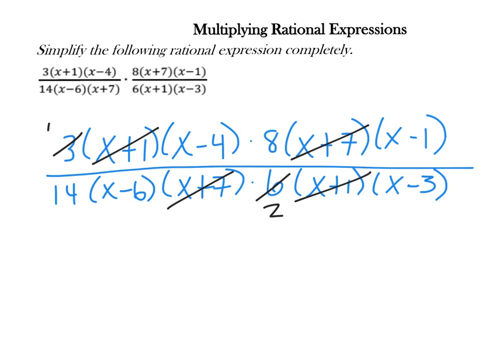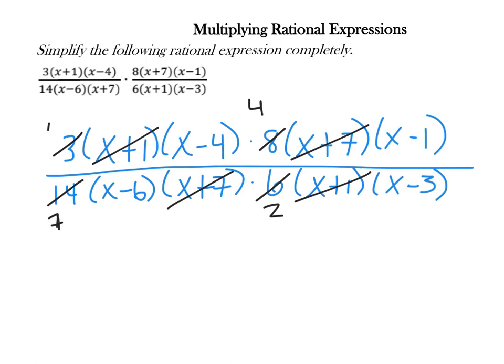I can also simplify, while I'm here, the 8 and the 14. They're both divisible by 2. So I can do 8 divided by 2 gives me 4, and 14 divided by 2 gives me 7.